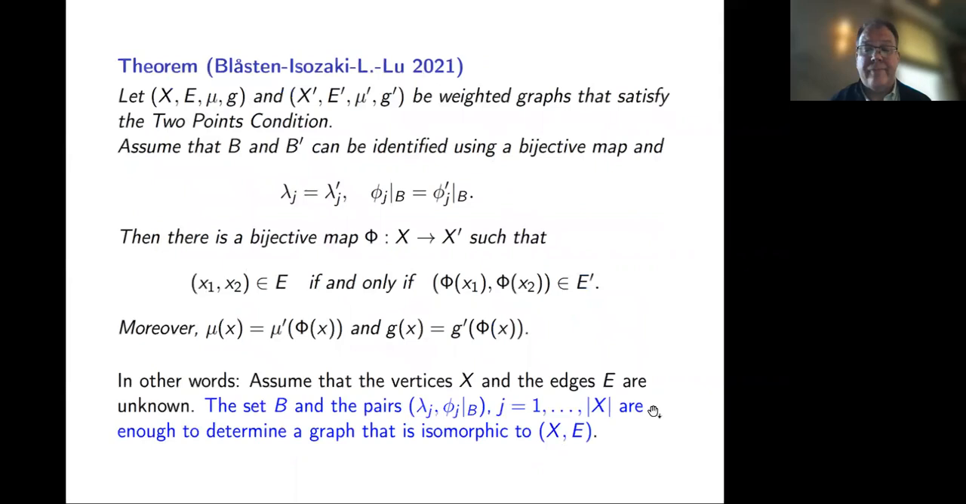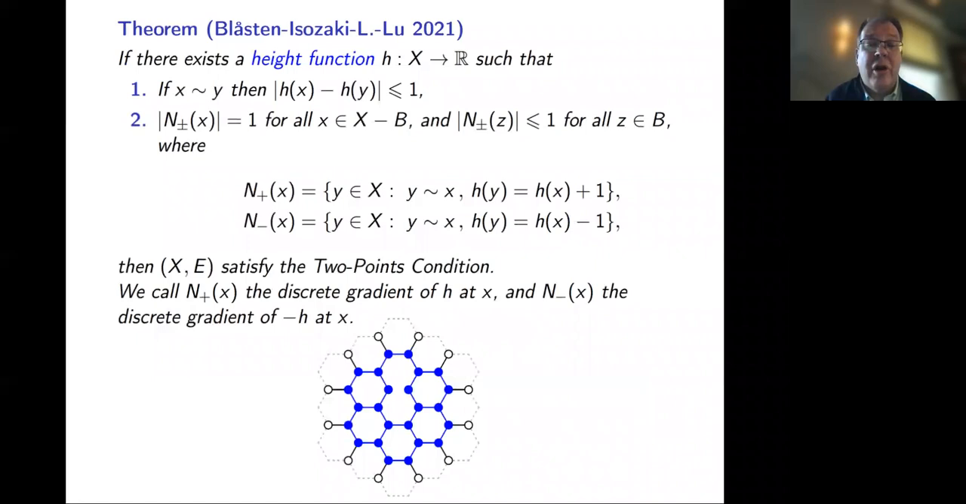Before explaining the idea of the proof, let me consider how we test sufficient conditions for when a graph satisfies this two-point condition. This now imitates the highest point and lowest point that we discussed earlier. We say that the function h is a height function if the following things are valid. First, the function is a Lipschitz one function. So when we go from one point to a neighboring point, it changes by at most one. And then we ask what happens when it changes in the maximal way.